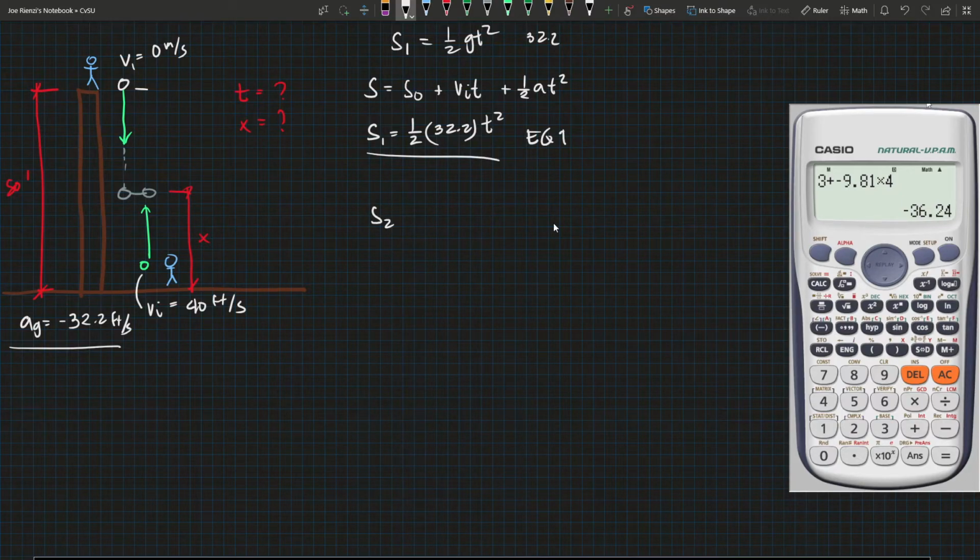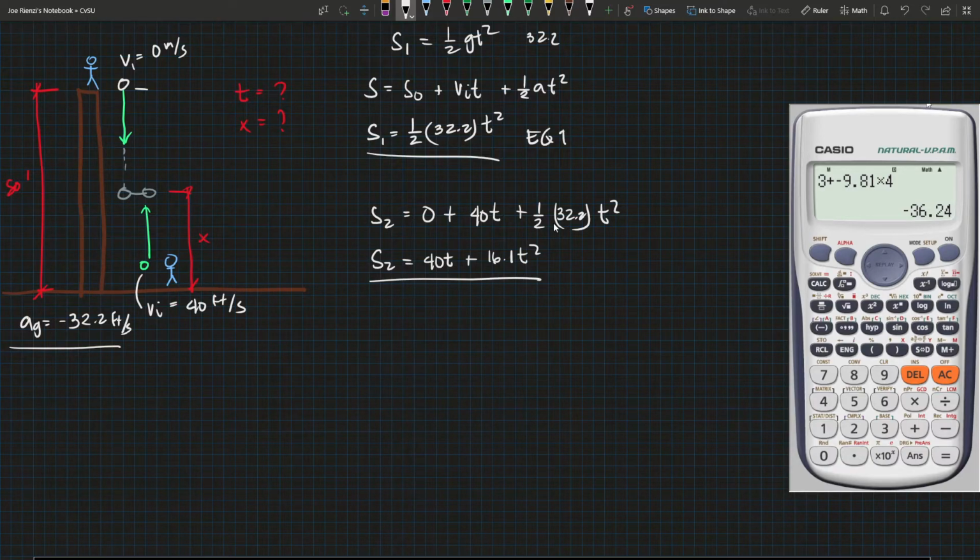Siya, S2 na lang. Sinusundan natin yan, assuming 0 din naman yung position niya. Initial velocity, in this case, 40, and then unknown yung time, plus 1 half, 32.2 t squared. Unknown pa rin yung time. Simplifying natin, masasabi natin na si S2 is equals to 40 t plus 16.1 t squared. Looking at our diagram, sabi natin na si distance ni top hanggang sa meeting place nila is equal.